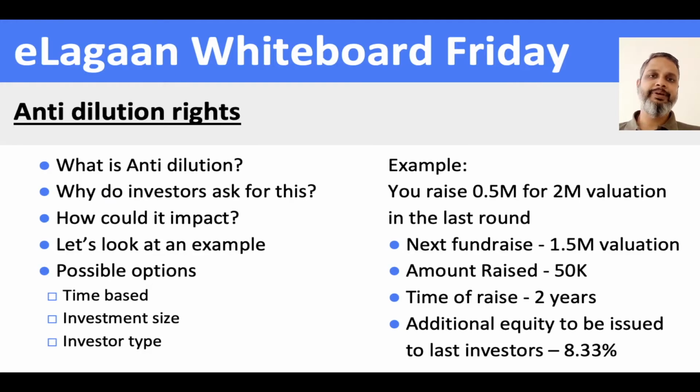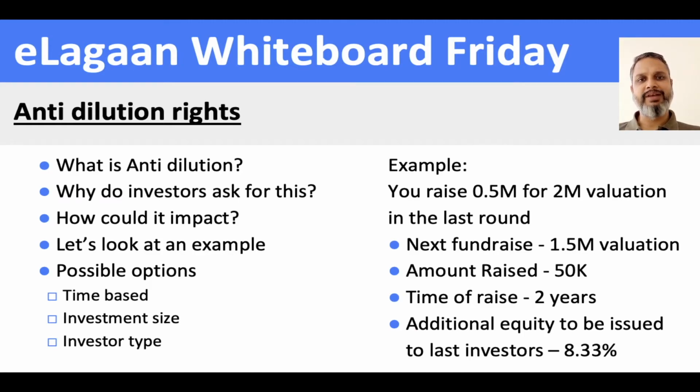The second one could be investment size. So if you are raising, say, 500K today, and tomorrow you are raising, say, 10K or 20K or 50K, then probably this anti-dilution right does not trigger. Or if you raise more than, say, 100K or 200K, then only it gets triggered.